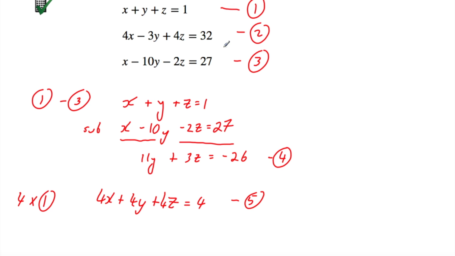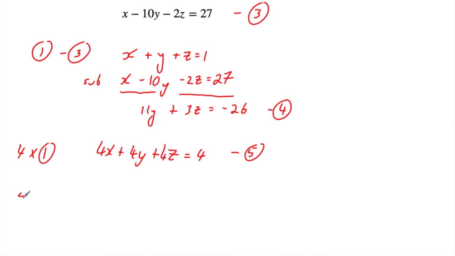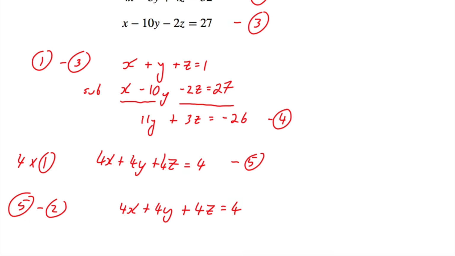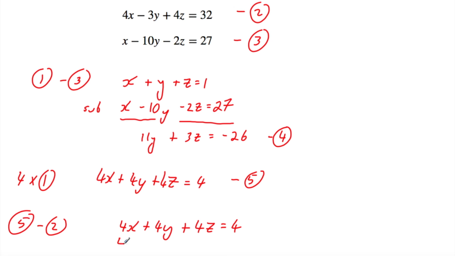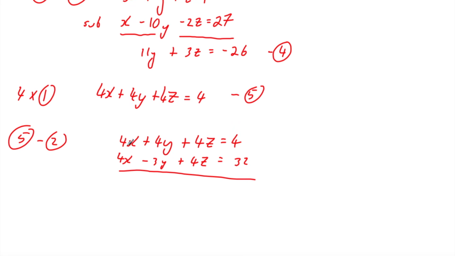Okay, so we want to eliminate x. We've got here 4x's, and in equation 2 we had 4x's. So I'm going to do equation 5 take away equation 2, because that will eliminate those 4x's. Let's write that down: equation 5 subtract equation 2. Equation 5 is 4x plus 4y plus 4z equals 4, and equation 2 is, if I write that beneath it, 4x minus 3y plus 4z equals 32. What's fantastic here is that I've noticed we're going to eliminate x, but we're also going to eliminate z.